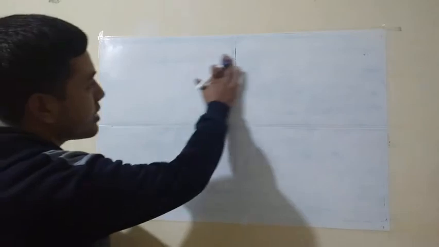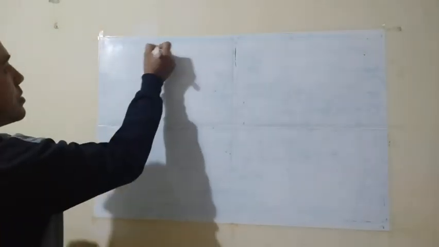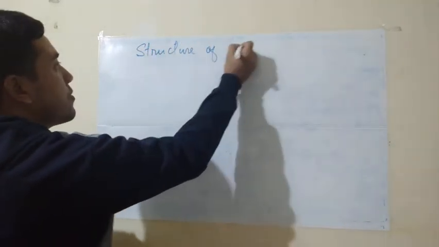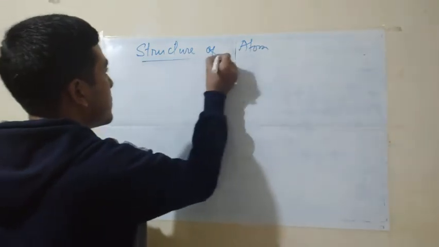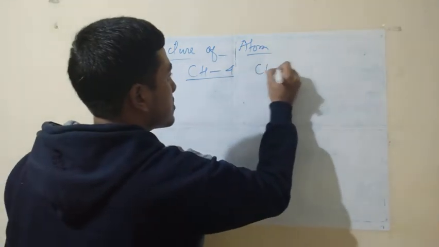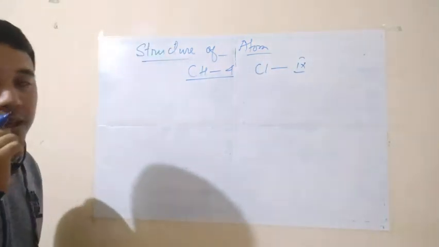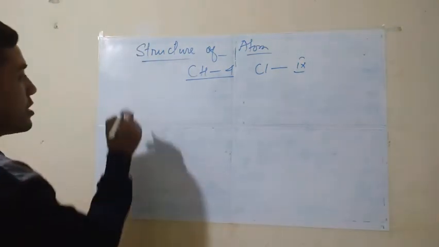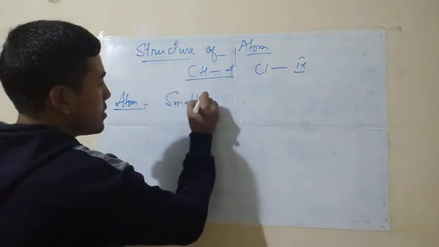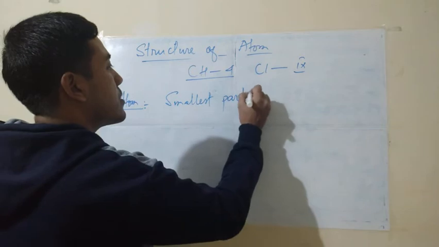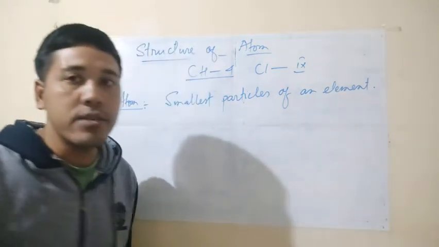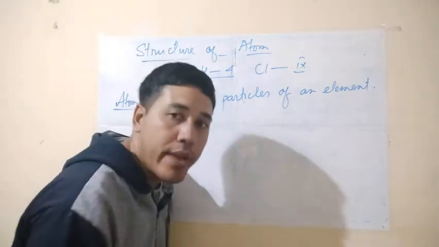Please see this board, that is structure of atom. This is chapter number 4, class 9 science. Look here. We all know what is an atom. Atom is the smallest particle of an element.